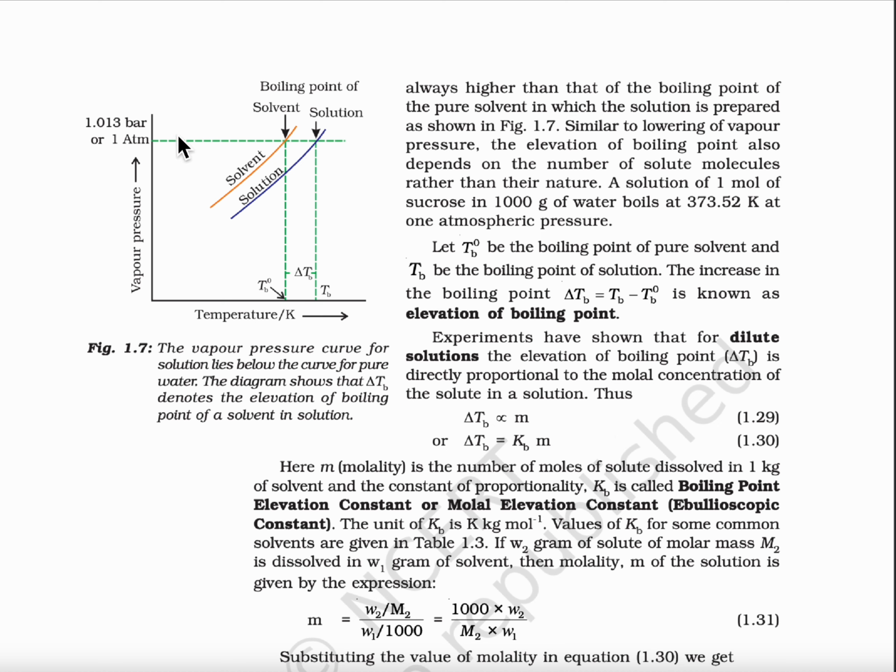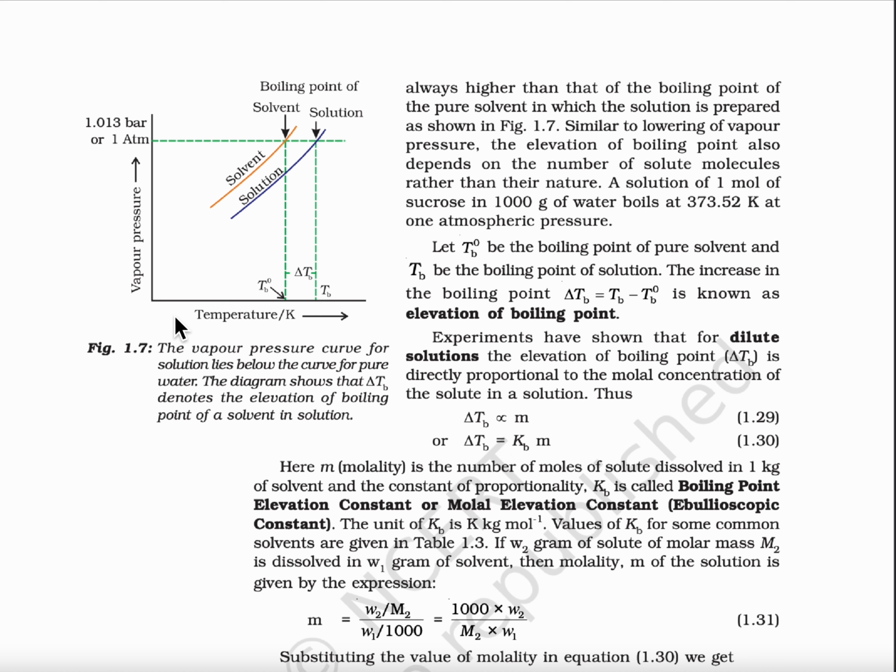Now, let Tb naught be the boiling point of pure solvent, which is represented here. Then, Tb is the boiling point of the solution, which is here. The increase in the boiling point, that is, how much increase there has been, is delta Tb, equal to Tb minus Tb naught, the greater temperature minus the lesser temperature, and this is known as the elevation of boiling point. So delta Tb is your elevation of boiling point, which is Tb minus Tb naught.